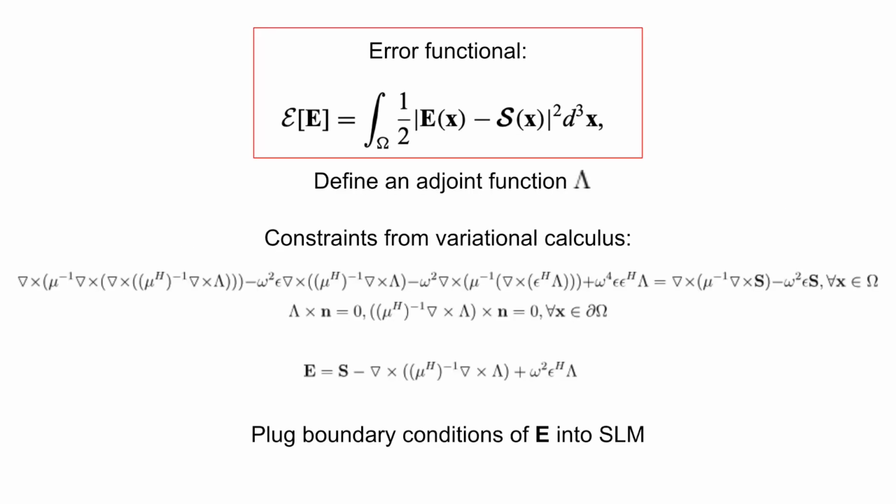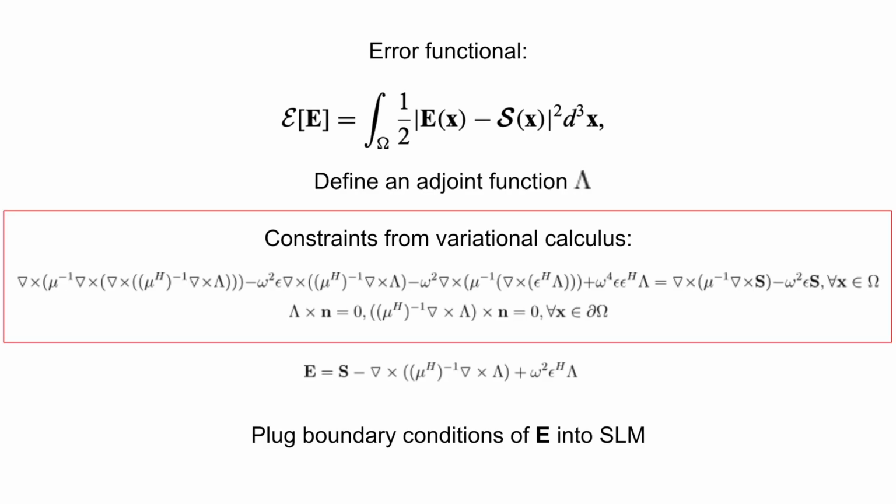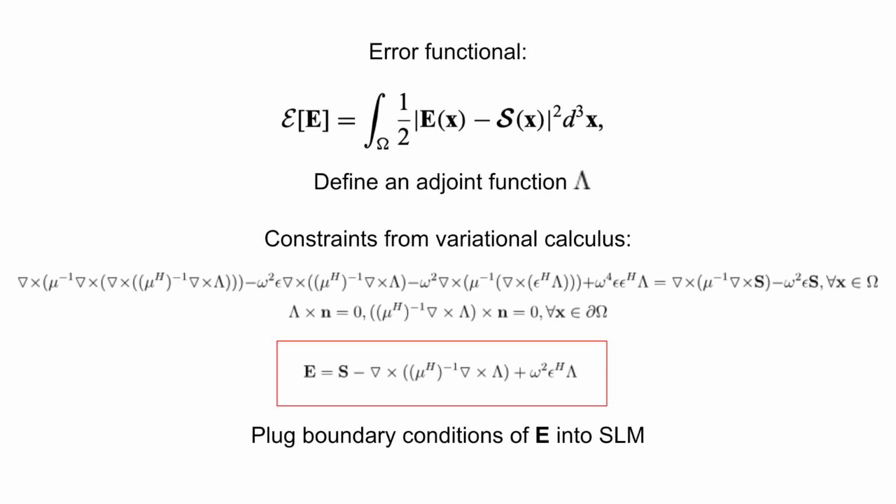Much like how we solved the wave equation, we can define an error functional where S is our desired optical field and E is the closest we can get while obeying Maxwell's equations. We then create an adjoint function lambda and solve this fourth-order differential equation to find it. Once we've found lambda, we plug it into this equation to find the field that most closely matches our desired result.